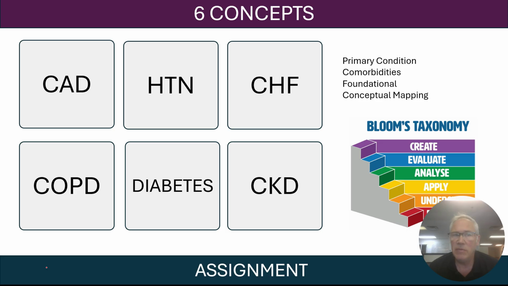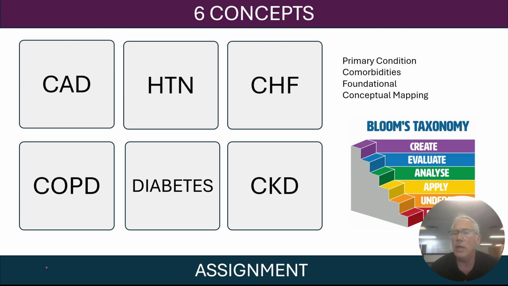So these consist of CAD, which is coronary artery disease, HTN, which is hypertension, CHF, which is congestive heart failure, COPD, which is chronic obstructive pulmonary disease, diabetes, and then chronic kidney disease, which is CKD. These are the abbreviations that you'll see in your practice, so it's important to memorize them.